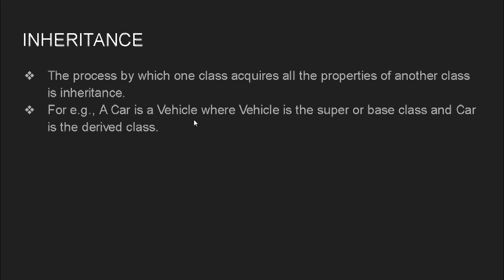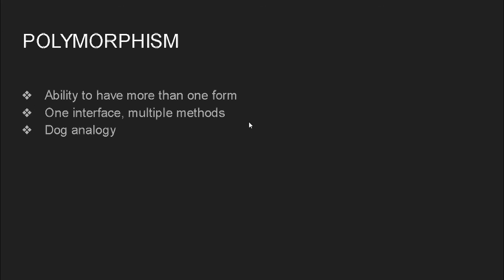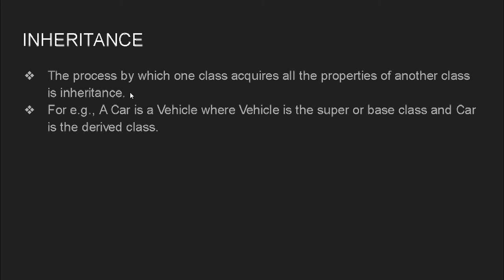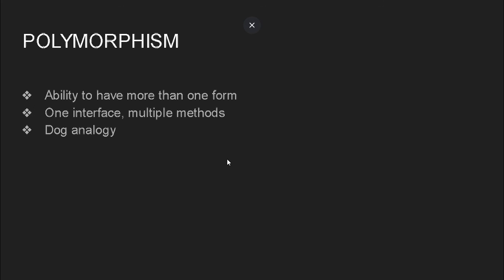Now polymorphism. We'll be discussing this with the help of an example also. I will be explaining with the help of code. If time permits, I will do it in this video, otherwise I will do it in the next one. Now polymorphism is nothing but the ability to have more than one form. Polymorphism means the same method is there, but it has multiple implementations. That is what polymorphism is. This can be achieved with the help of interfaces and abstract classes.